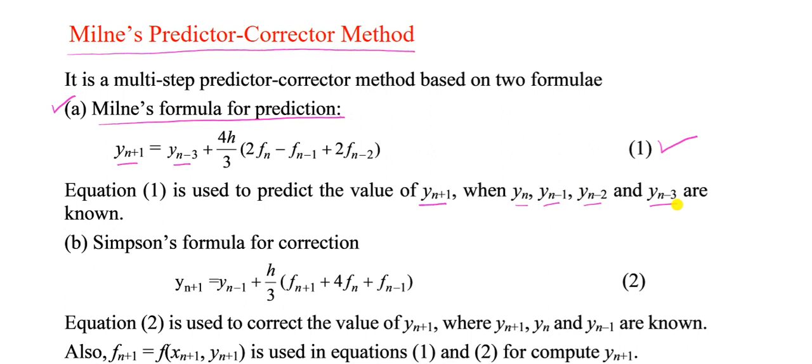If they are not given, then compute these values with the help of the Taylor series method, Picard's method or Euler's method. Now, the second formula is Simpson's formula for the correction. y(n+1) is equal to y(n-1) plus 4h upon 3 times f(n+1) plus 4 f(n) plus f(n-1), and this is denoted by equation 2.